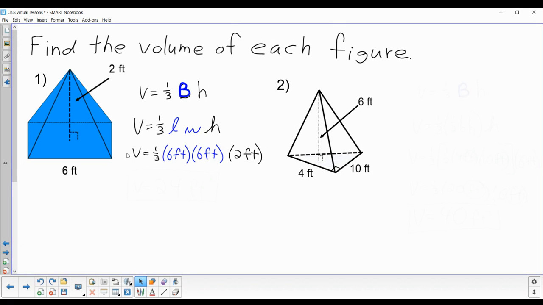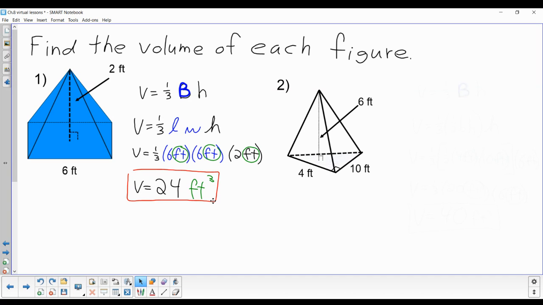Now in this problem, the left side is just volume equals, and the right side is just an expression that can be simplified. And it is all multiplication, which means we can just multiply. 1/3 times 6 is 2. 2 times 6 is 12, and then that 12 times 2 is 24. So the volume is equal to 24. And then we have feet times feet times feet. There are 3 of them, so the answer is feet cubed.